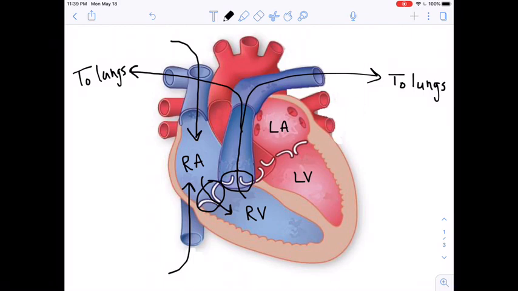For now, let's understand that the blood that goes from the right ventricle through the pulmonary artery, that's the name of this blood vessel, when it goes to the lungs, it gets resupplied with oxygen and then returns to the heart through these blood vessels here. These are called the pulmonary veins.